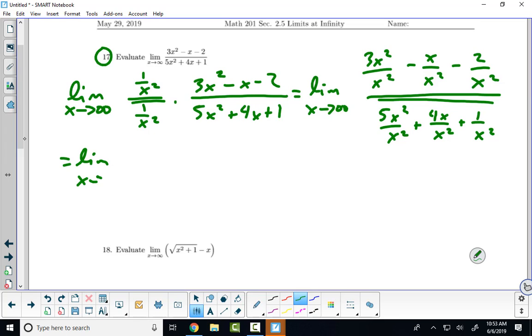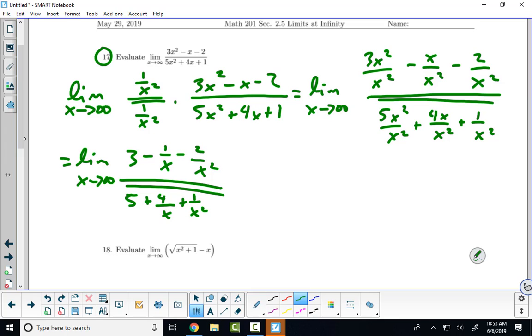This leaves us with the limit as x approaches infinity of 3 minus 1 over x minus 2 over x squared, all divided by 5 plus 4 over x plus 1 over x squared. Okay? Why are there 2 lines for the division? I like to do double lines when I have fractions inside of fractions.